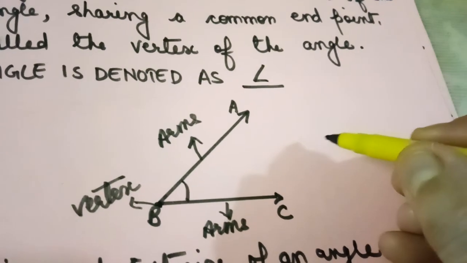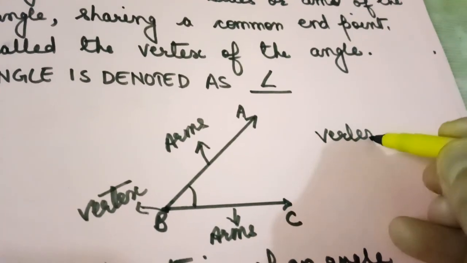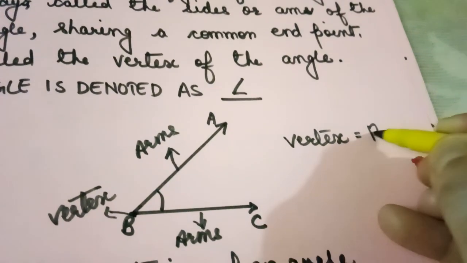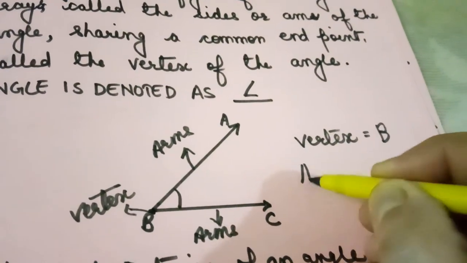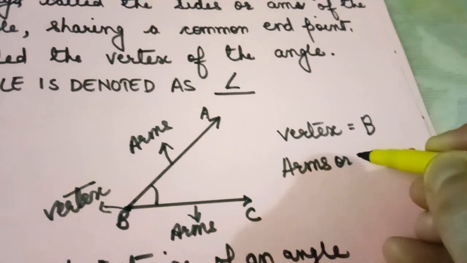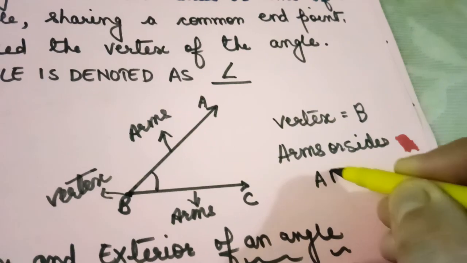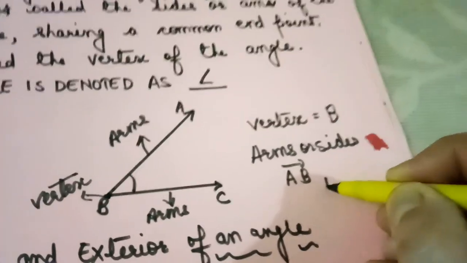Right? Now here I can see that the vertex is B, and the arms or sides are AB and BC.